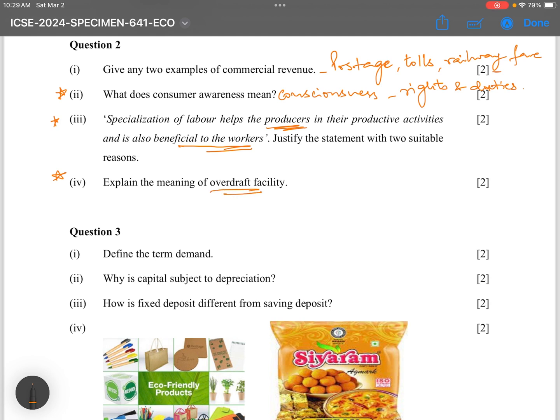This question also I have seen a lot in past papers. This is again a tricky question because students don't tend to pay attention. Now, what is overdraft facility? This is basically allowed to the people who maintain a current account. Here the borrower can overdraw more than the amount available in his account.